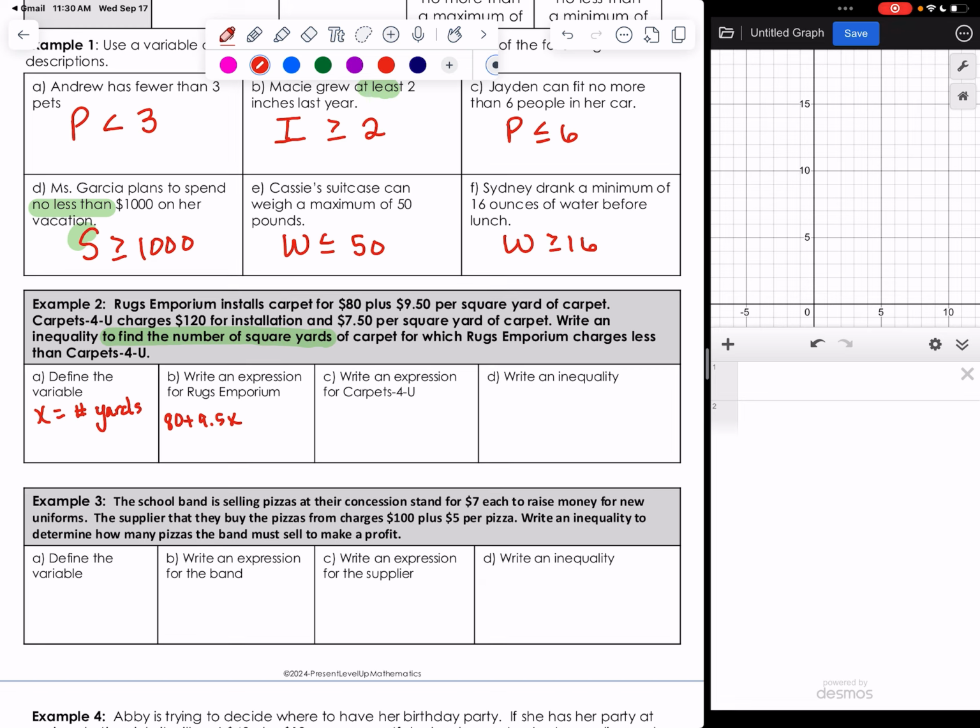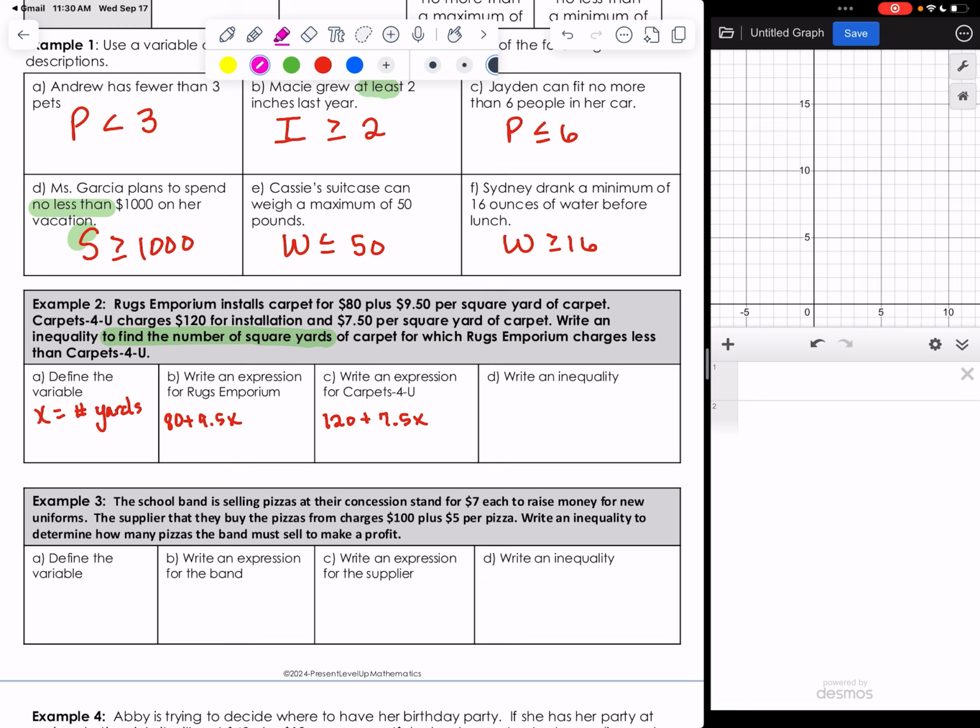All right, C, write an expression for Carpets for You. So Carpets for You charges $120 plus $7.50 per square yard. All right, now write the inequality. Now to write the inequality, we need to find our clue word. So let me grab a pink highlighter.